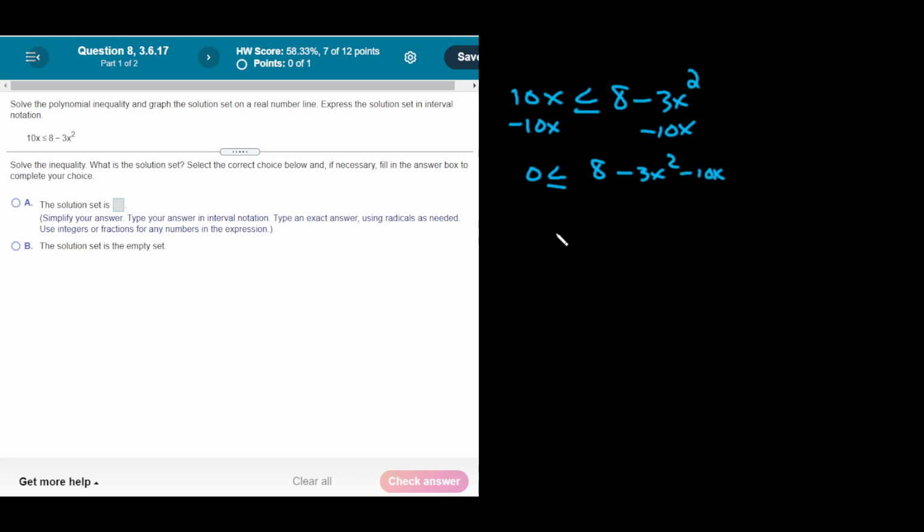Now, here's the way I want to do it. We're still going to have 0 is less than or equal to. Let's put this in descending order. We get negative 3x squared minus 10x. It's still a negative. And then plus 8. Okay, I want to do something special with this one because I personally don't like for my leading term to be negative. So I'm going to multiply every term by -1. And when you do that, you're going to start flipping the signs as well.